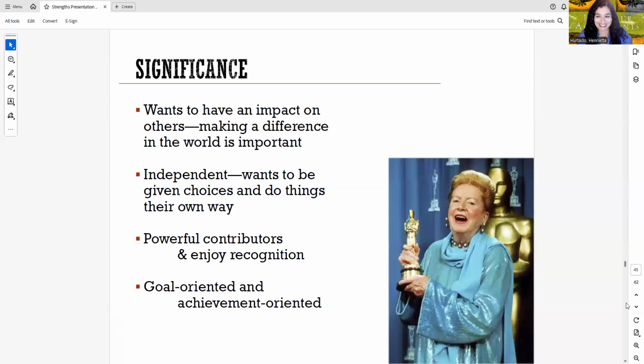Significance. Wants to have an impact on others. Loves making a difference in the world. Being important matters. You are independent. Want to be given choices and do things your own way. Powerful contributors and enjoy recognition. Goal oriented and achievement oriented. Significance is one of my top 5 strengths.